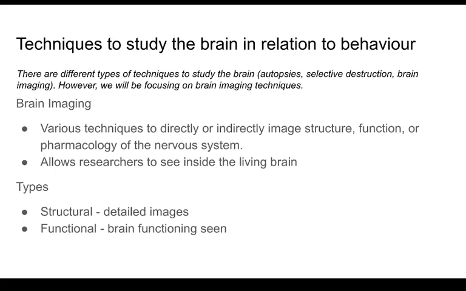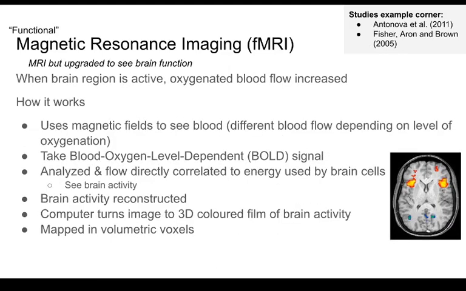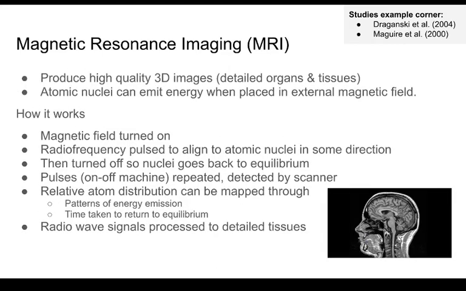There are two common types of brain imaging techniques: structural, which shows you detailed images, and functional, which lets you look at your brain functioning. There are actually a lot more than the ones we're going to cover, but we're just going to cover MRI and fMRI because they are two common ones.